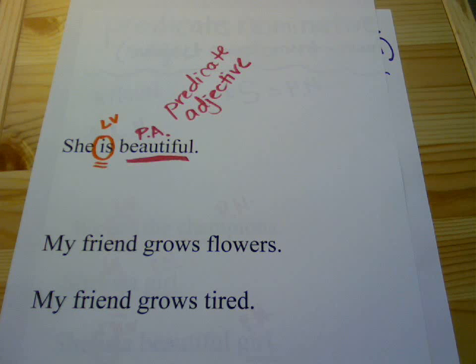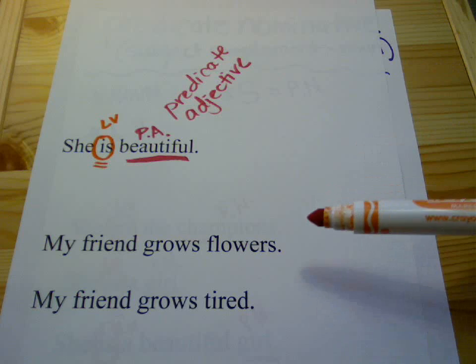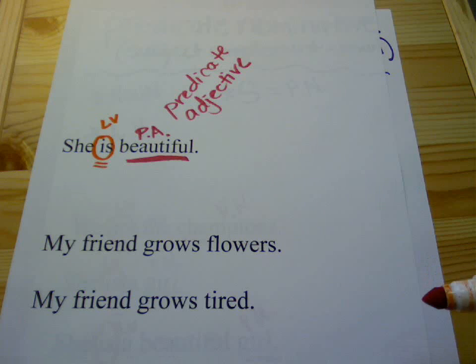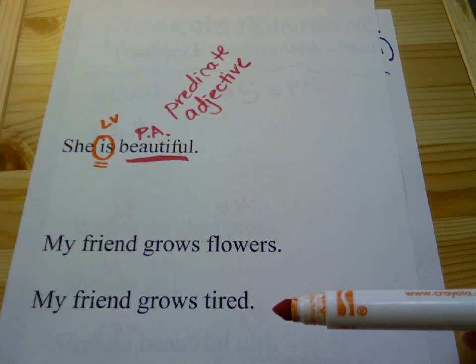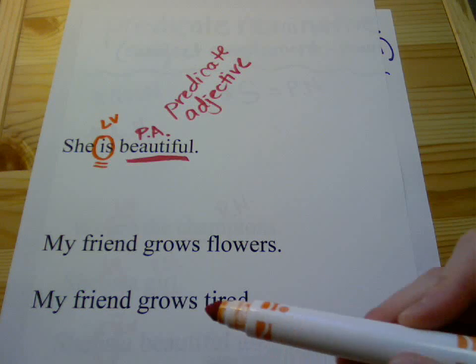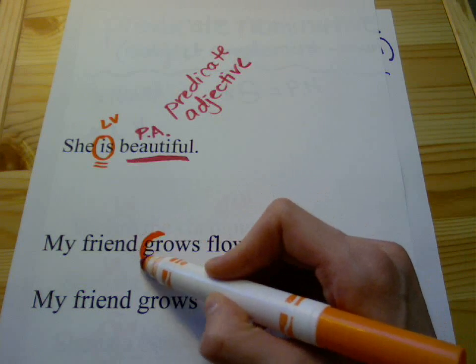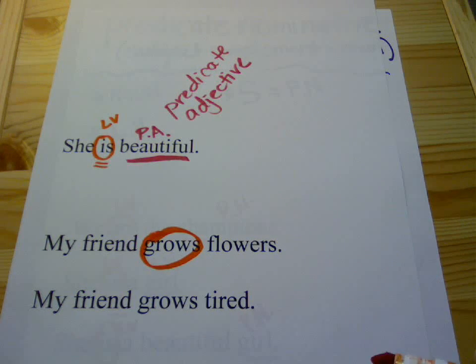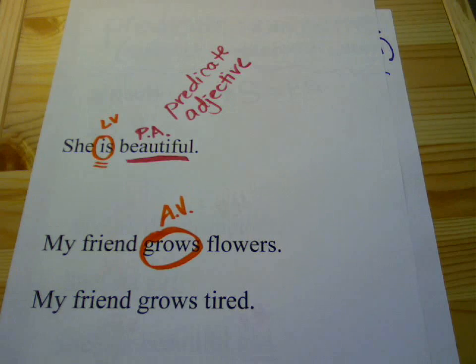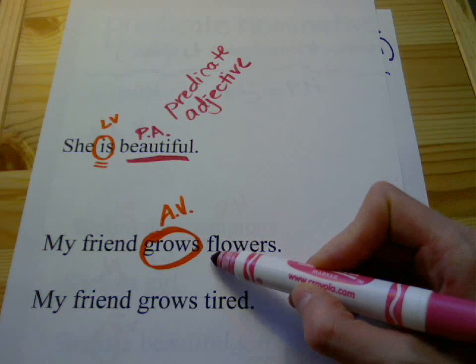All right, so now we have two sentences at the bottom that you've seen before. These were in the direct object video, okay? And we're going to show, again, the difference between our direct object and our predicate nominative or predicate adjective by looking at our verbs. So the first sentence, my friend grows flowers. Here's our verb. Now, is that an action or a linking? Here we have an action verb. So we have to know in our heads, we have an action verb here. That means we are not going to have a predicate nominative or a predicate adjective.